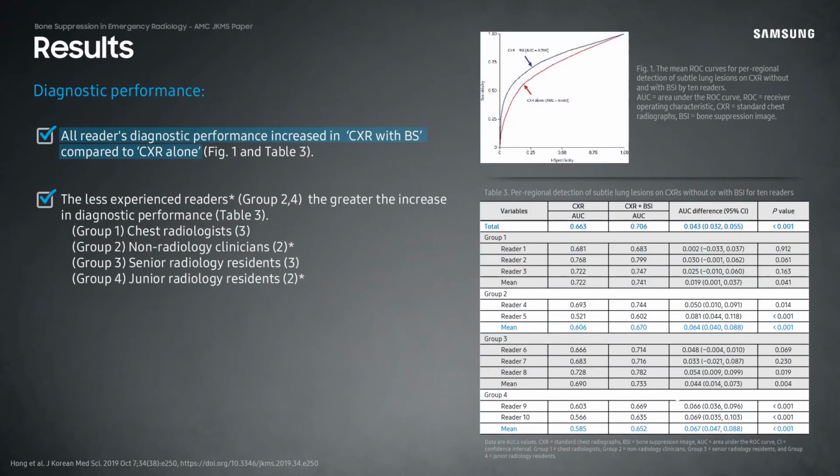The results of the study found that all readers' diagnostic performance increased in chest X-ray and bone suppression as compared to chest X-ray alone. Additionally, the study found that the less experienced readers, Group 2 and Group 4, had a greater increase in diagnostic performance. Group 2 consisted of non-radiology clinicians, such as emergency physicians, and Group 4 consisted of junior radiology residents.